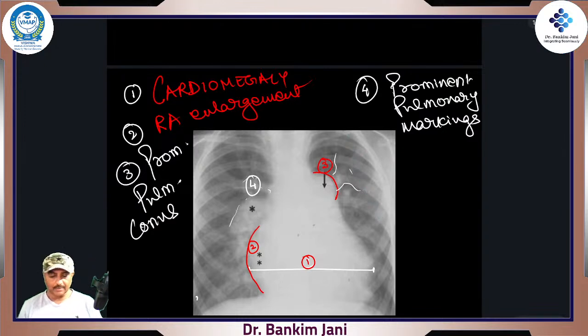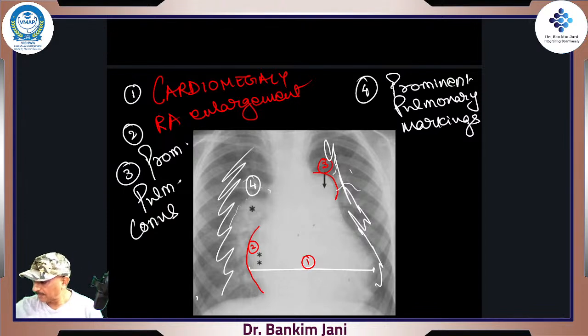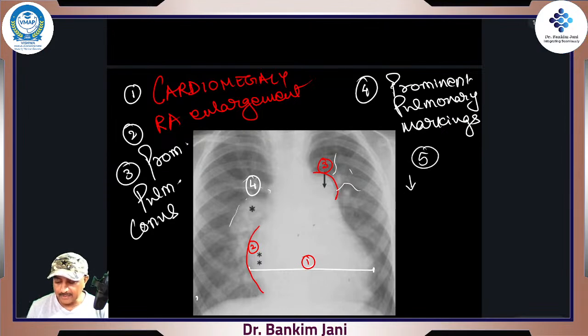Yes, right. The look itself is telling that most of the congestion is in this area. Rest is all clean. So this is not a good sign, not a good thing because of the prominent pulmonary markings. But fifth is decreased peripheral markings. It is called the decreased peripheral markings, right.